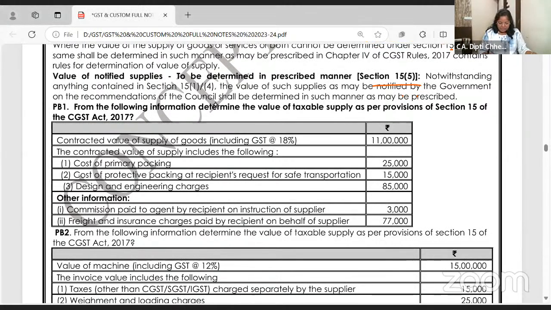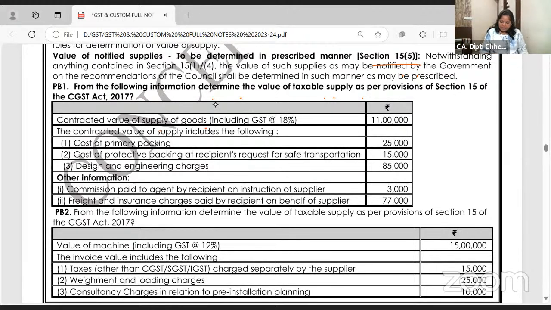From the following information, see in this, if you check till end, till 12-13 problems, I've given the RTP and past exams actual questions also. वो सब करेंगे. From the following information, determine the value of taxable supply. Contracted value of the supply of the goods 11 lakhs including GST. Oh, this value is including GST.